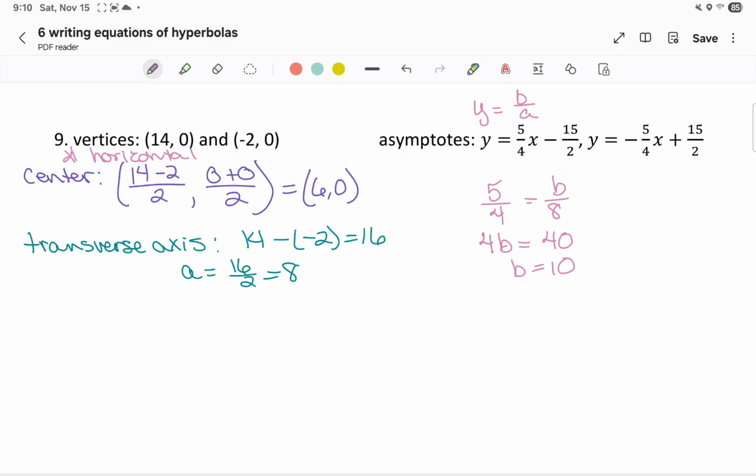So we're horizontal, so we lead with x. So we have x minus 6 squared over 64. And then y, actually just y squared over 100 equals 1.